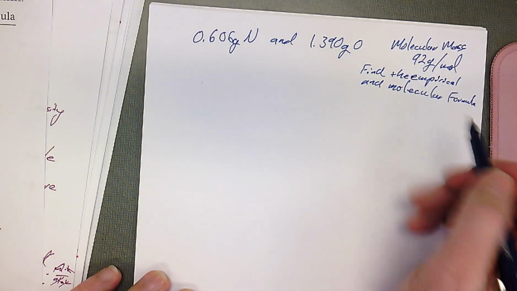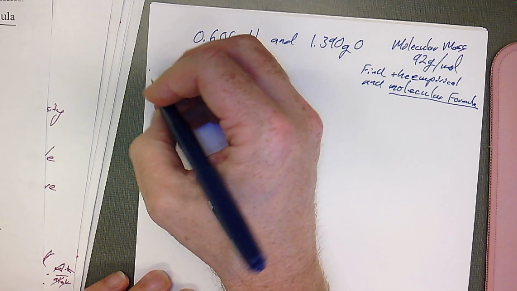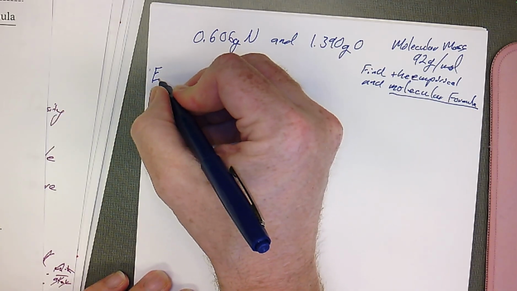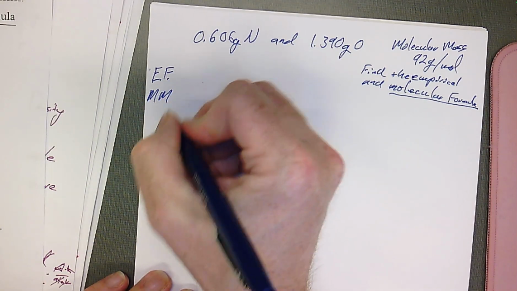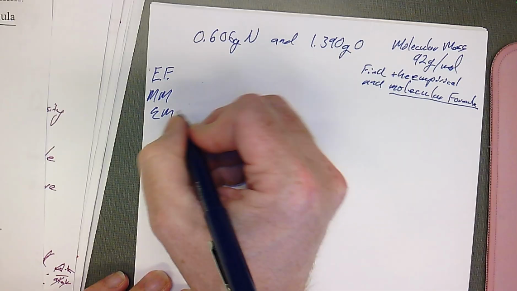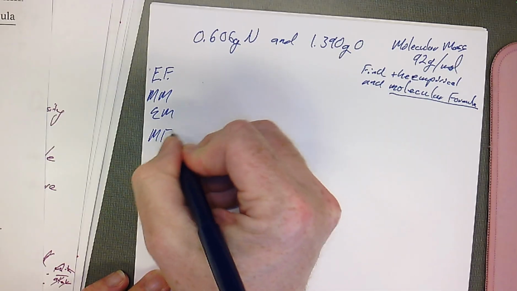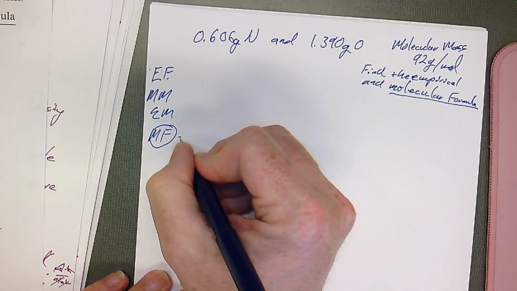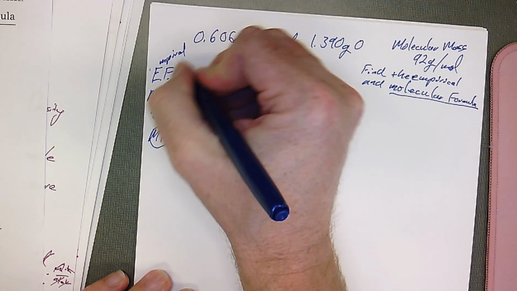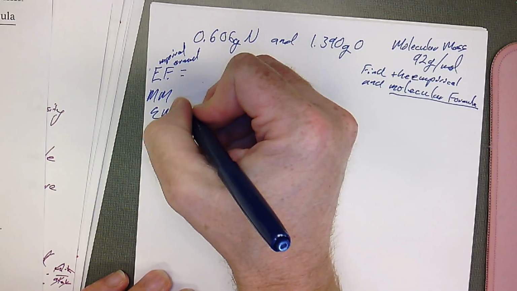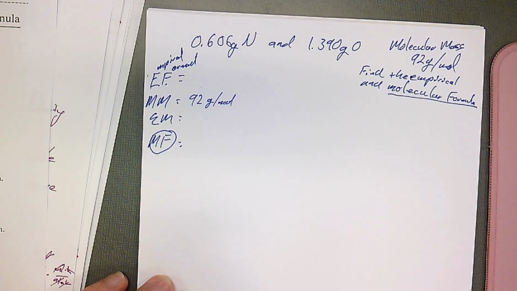Whenever I'm doing one that requires molecular formula, what I will do is put down the EF for empirical formula, because I know I'm going to have that. I'm going to put down the molecular mass, then the empirical mass. I put it in that order because it helps me set up my problem. And then I put down the molecular formula, which is ultimately what I'm looking for. What's the EF stand for? EF stands for empirical formula. And the molecular mass they gave us was 92 grams per mole. Everything else we're going to have to figure out.